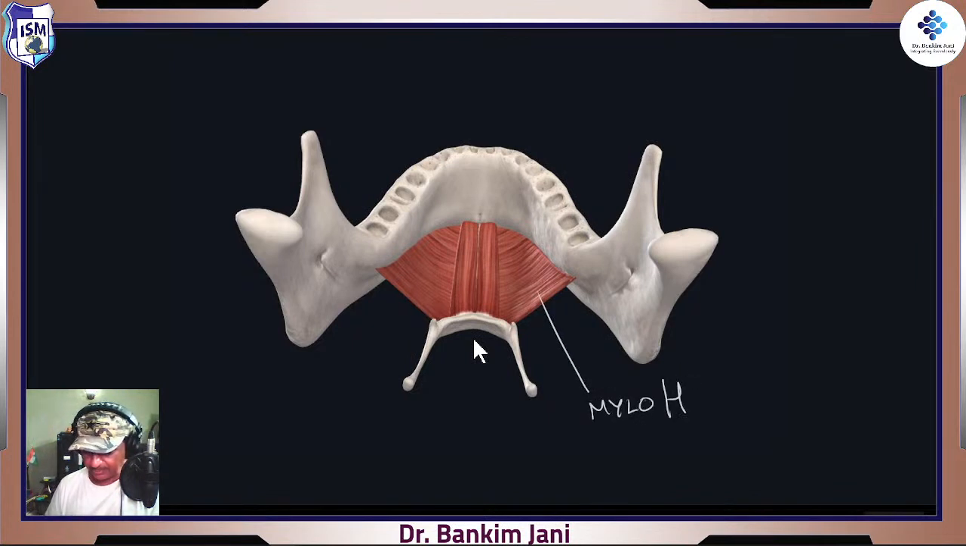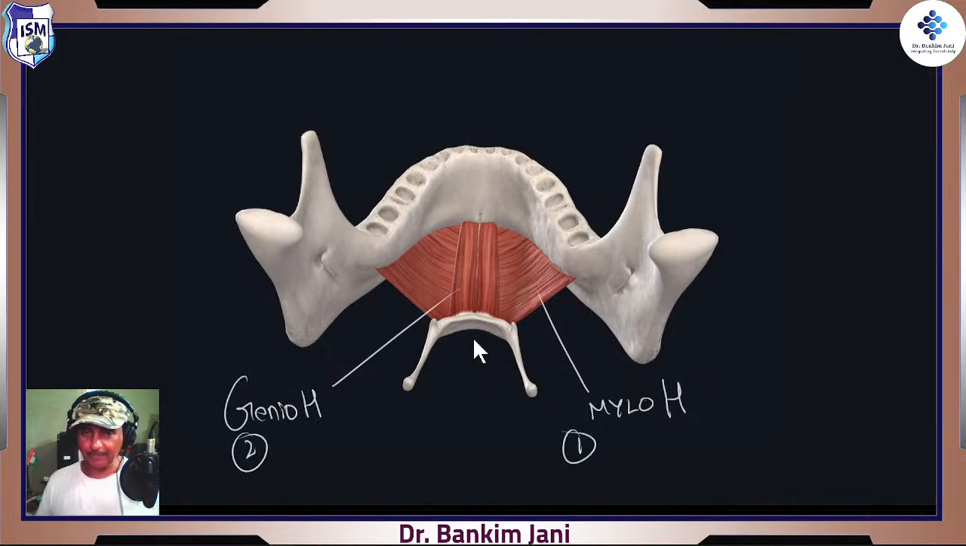So this is Mylo, that is Mylohyoid, and this one is Genio, that is the Geniohyoid. One, two. Now think, both these muscles are connected on the anterior surface, right? If this is the mandible, they are connected anteriorly, and here is the hyoid. So they are actually connected like this.